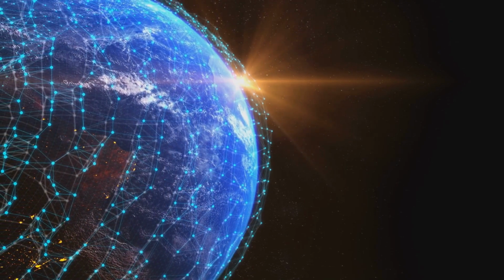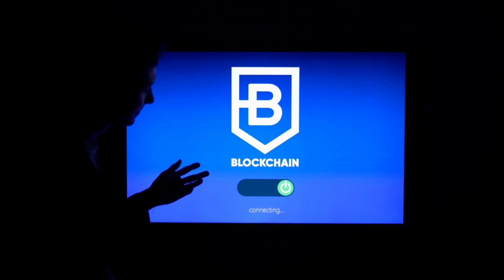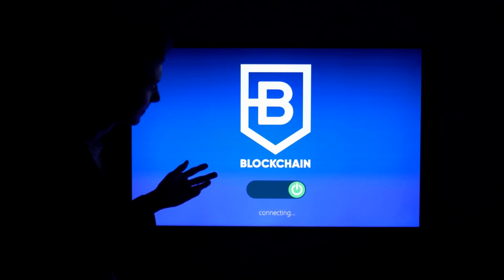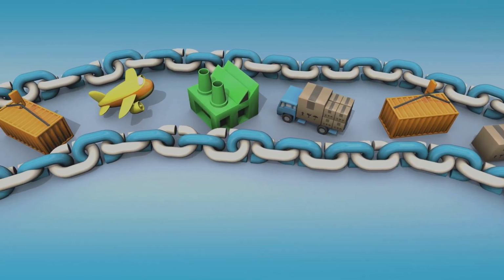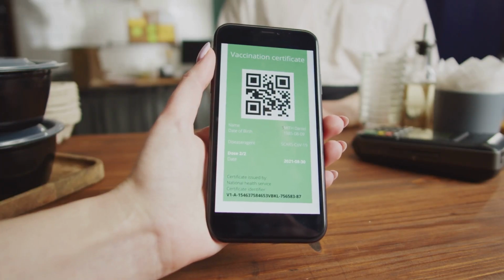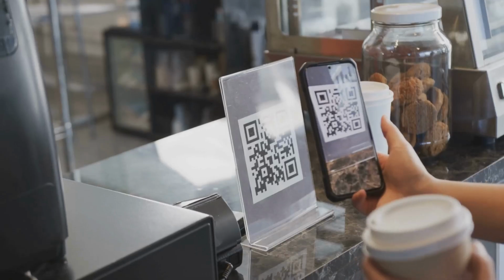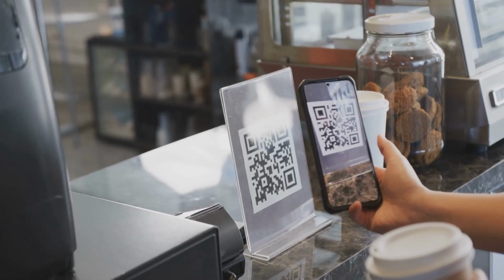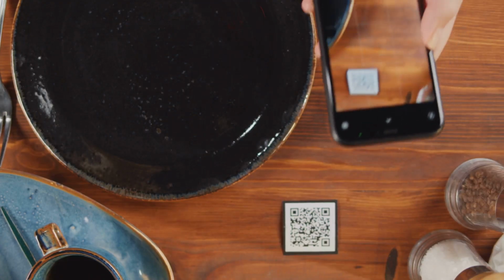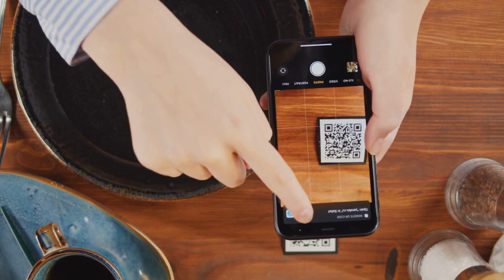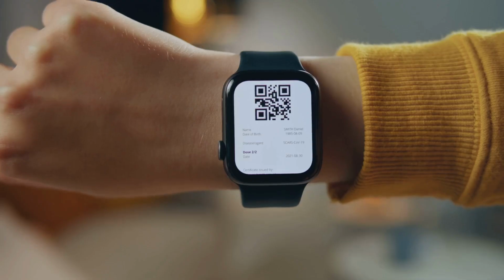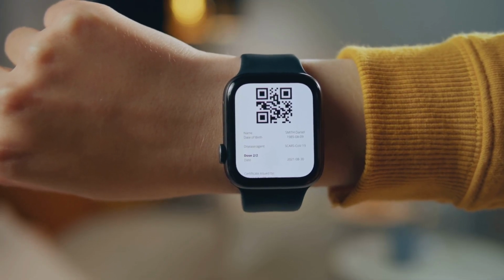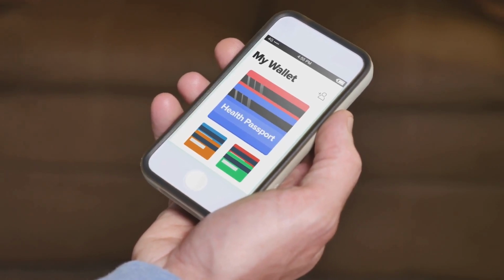Use cases for blockchain beyond money. Now let's step outside of finance. Blockchain has the potential to disrupt a huge range of industries. Here are just a few examples. Supply chain transparency. Imagine scanning a QR code on your coffee to see exactly where the beans were grown, when they were roasted, and how they got to your supermarket. Blockchain can record every step, ensuring authenticity and accountability.